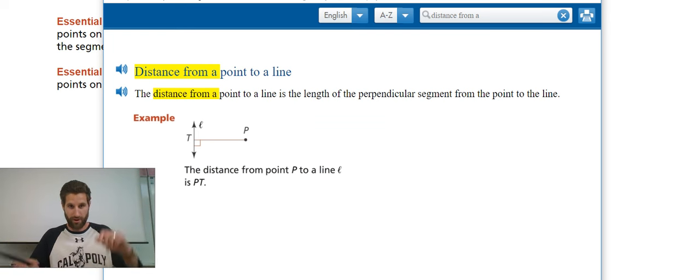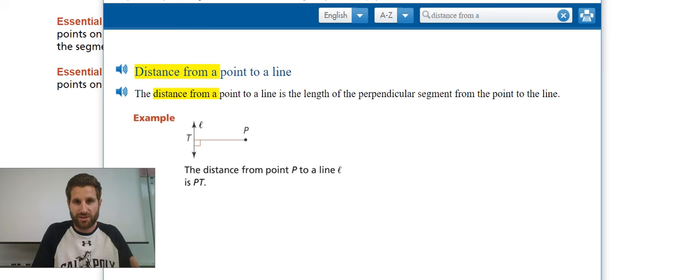This is our other vocab word: distance from a point to a line. So basically, this is a great one, by the way. The distance from a point to a line is the length of the perpendicular segment. So if I remember saying, like, what's the closest distance? It's going to be from a point to a line. The fastest way to get from P to line L right here is to take a perpendicular segment.